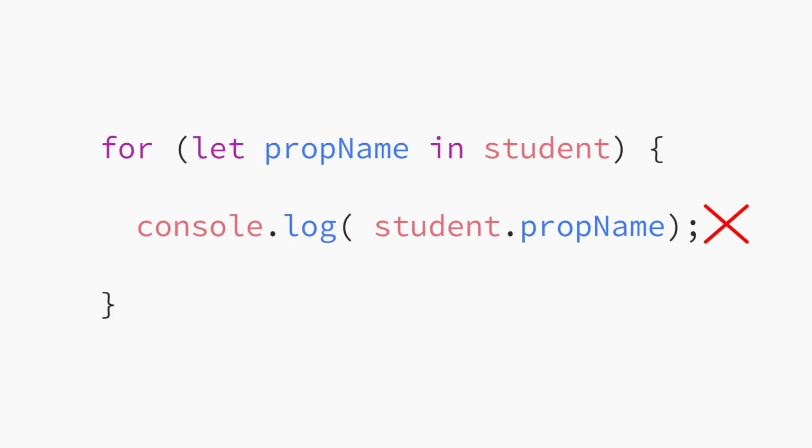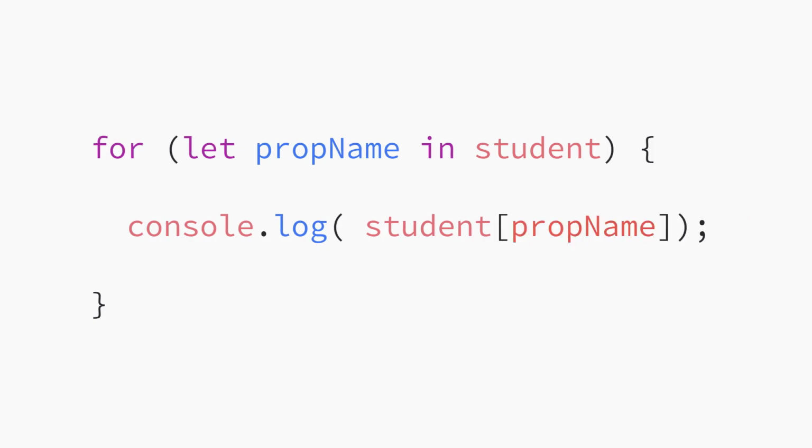The only way to access an object's properties using a for-in loop is using JavaScript's bracket notation. The syntax for JavaScript's bracket notation looks like this. First, I include a set of square brackets after the object name, then place the variable name I used here in the for-in loop. This will dynamically access each property value. Let's look at an example.